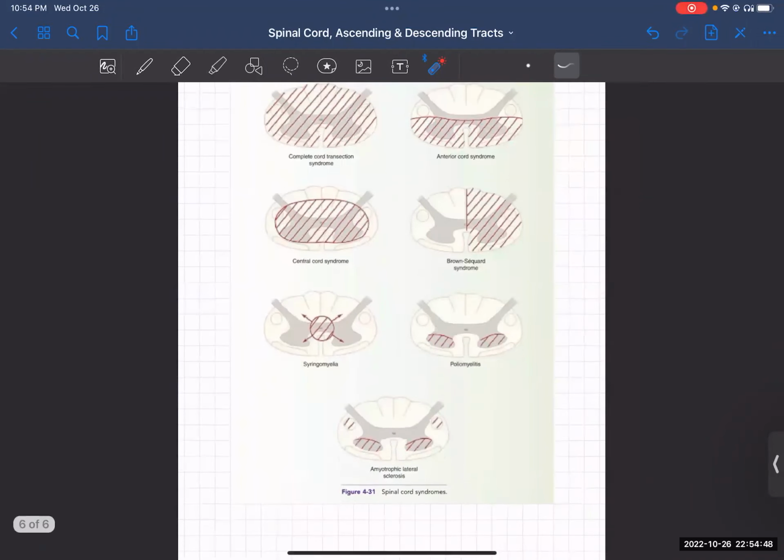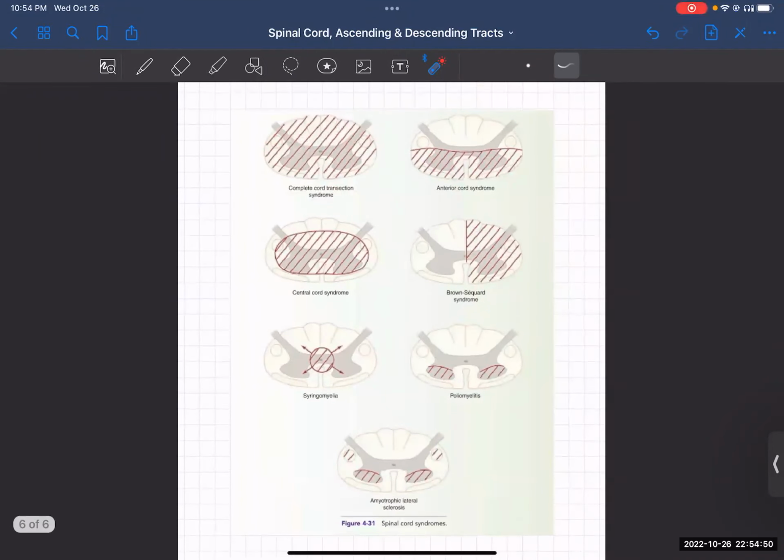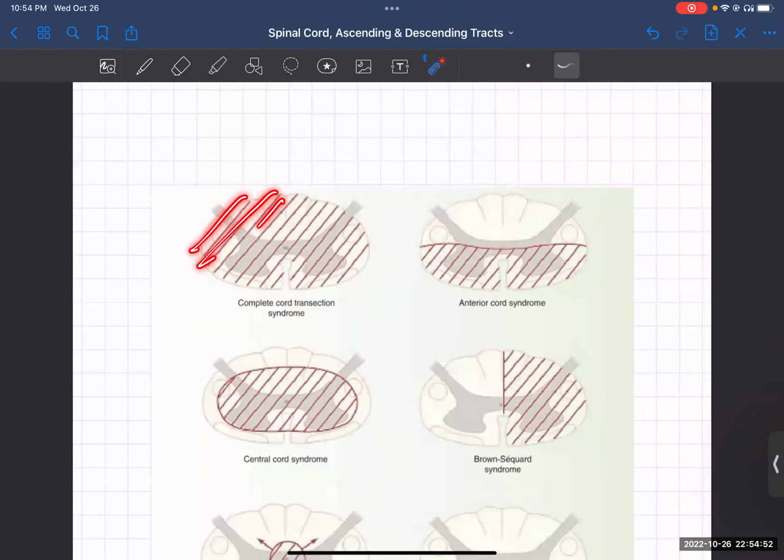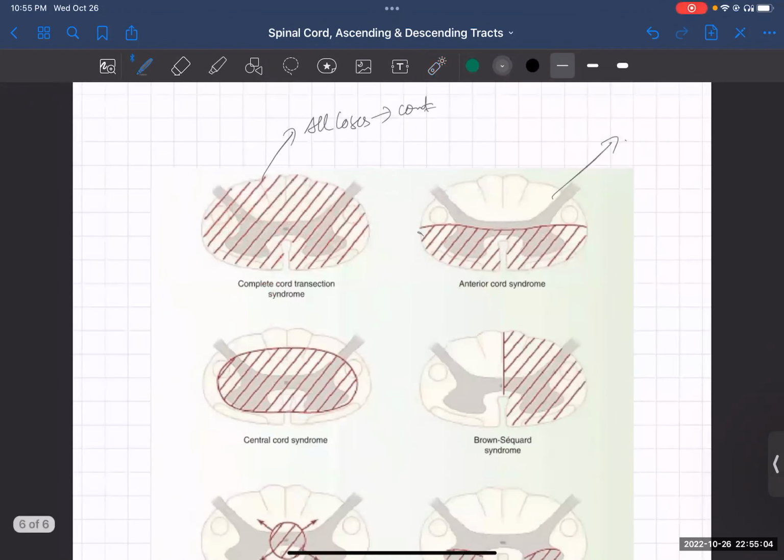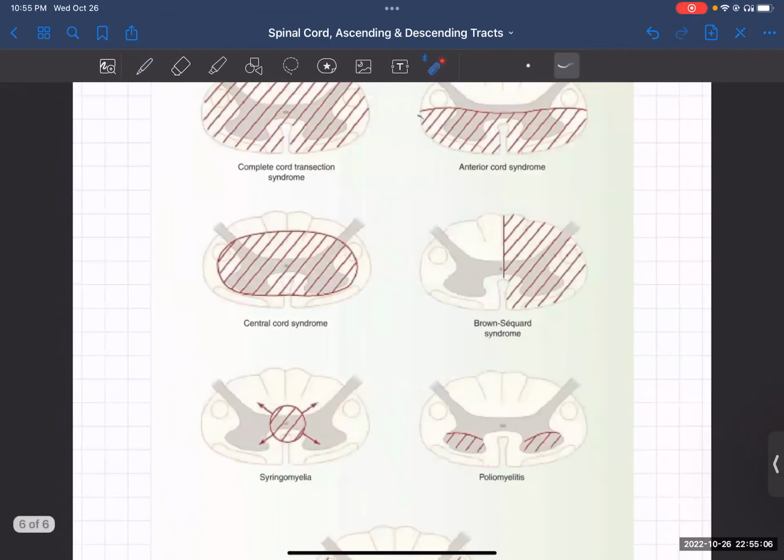Okay, now finally, what are the spinal cord syndromes? This is complete cord transection. Just by looking at the image, it is obvious. And this can lead to all kind of losses, like contralateral, ipsilateral, all kind of losses. Anterior cord syndrome. This is your central cord. Only the central portion is getting affected. Brown-Sequard syndrome. Only one half of the spinal cord is getting affected.